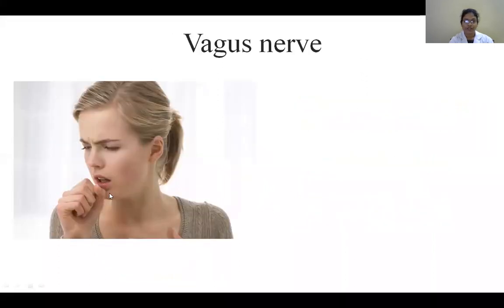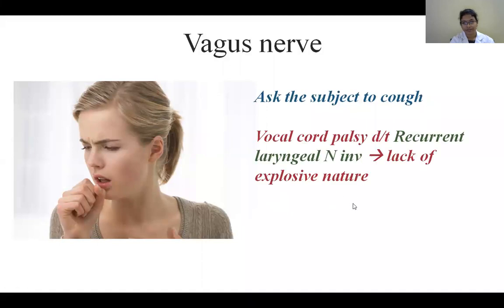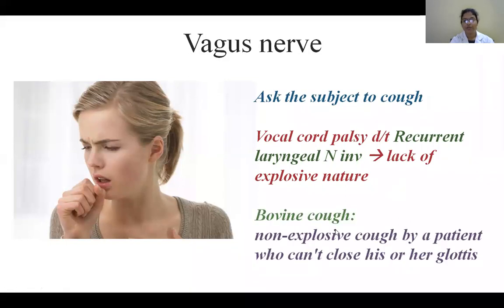So here we ask the subject to cough. Cough is always associated with an explosive nature. Whenever there is vocal cord palsy, especially because of involvement of the recurrent laryngeal nerve, we lose this explosive nature of the cough. This type of cough is known as bovine cough. Why this happens is because of vocal cord palsy, the person cannot close his glottis completely. And as he is not able to close the glottis completely, the explosive nature of the cough is lost.